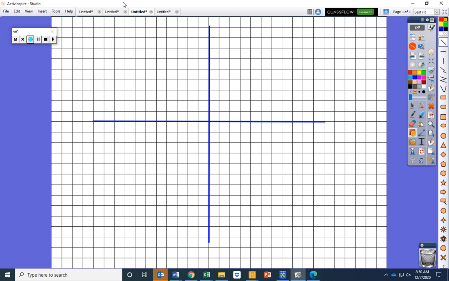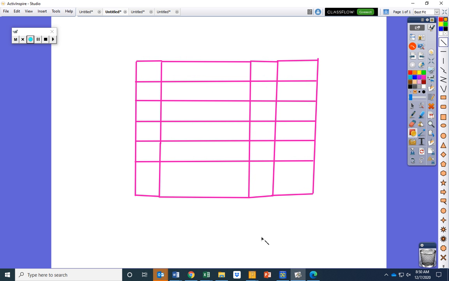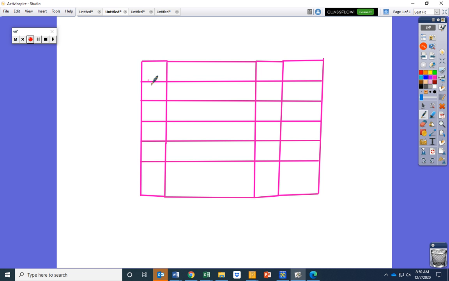All right. So, what then? What do you think I'm going to do if I have a rule that looks a little bit different? In other words, if I have a rule like this, let's say here's my x, and my rule, here's my y, here's my x, y. Let's say my rule was something like this: y equals x divided by 4 plus 3. What do you think I'm going to want to do here to make this as easy as possible on myself?